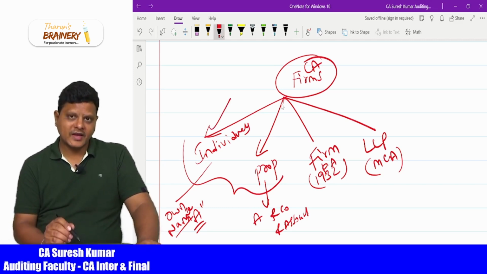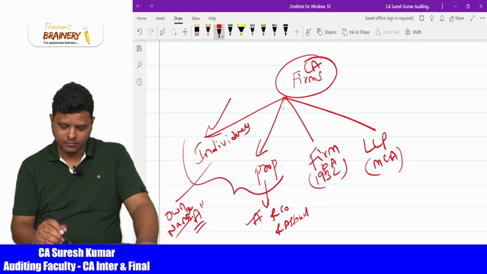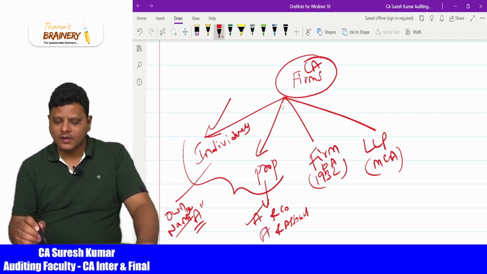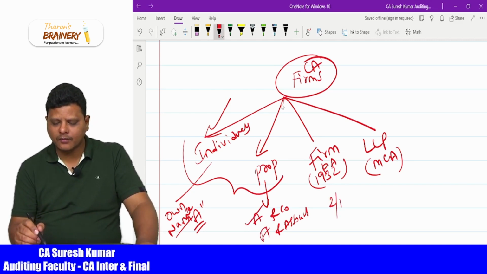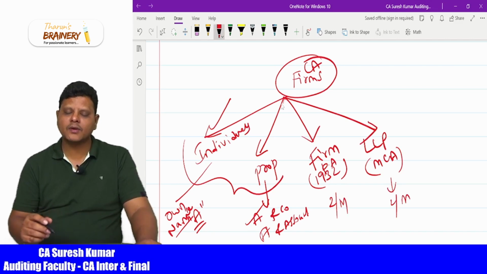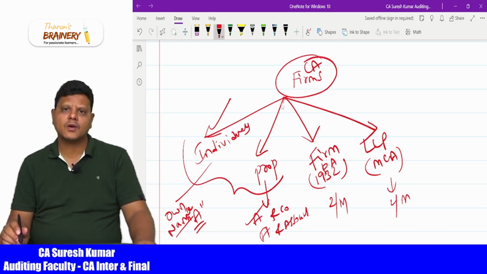When Mr. A has taken the permission from the ICAI to form A and Co or A and Associates, then it is called a proprietary firm. Then partnership firms, two or more persons. Here also LLP, two or more persons. So partnership firms are controlled by the Partnership Act 1932. Limited liability partnership firms are controlled by the Ministry of Corporate Affairs as per the LLP Act 2008.